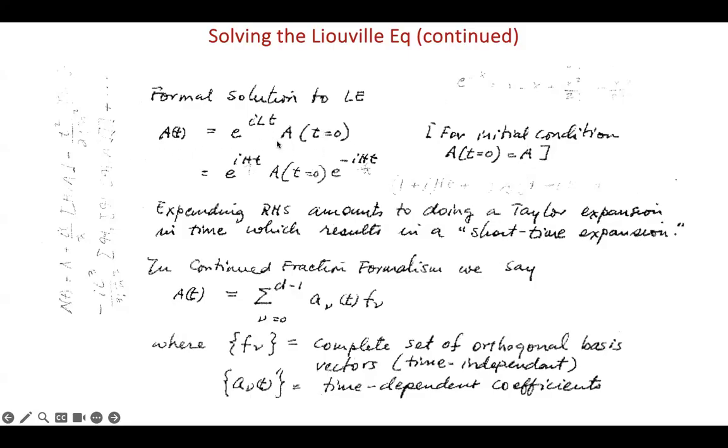e to the iLt acting on A at time t equal to 0 that you set up. And then if you really want to strip it down a little more, where you are writing the L and the A together, where there's the Poisson bracket or the commutator bracket, you can write e to the iHt, A at t equal to 0, e to the minus iHt. These two mean exactly the same thing. There are two different ways of writing the Liouville operator. One is using the Liouville operator, and one is using the Hamiltonian.